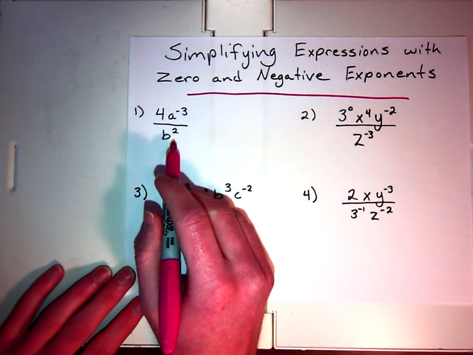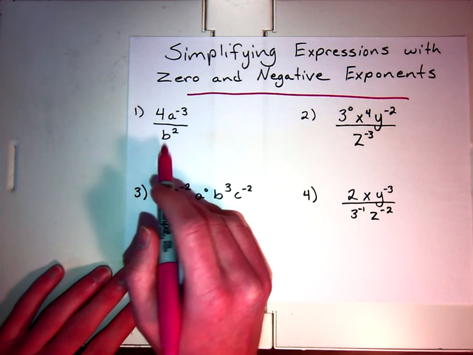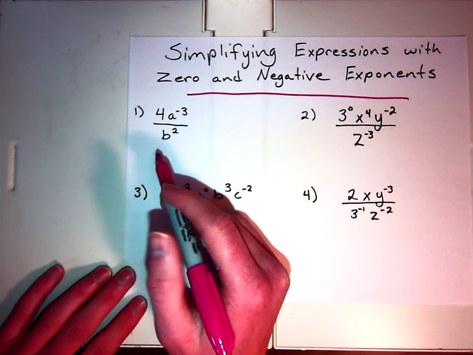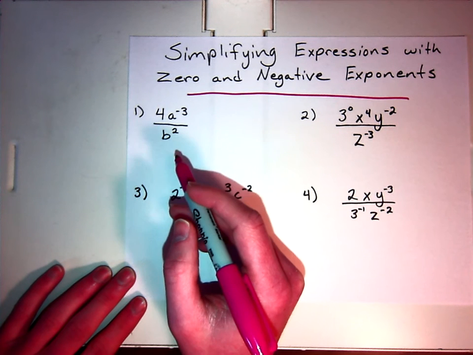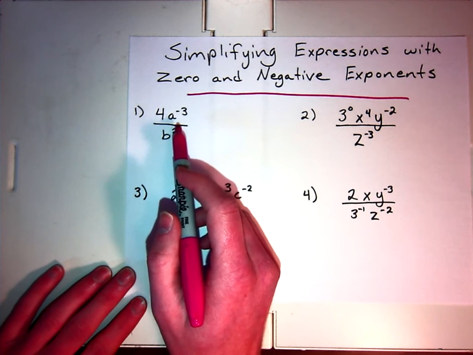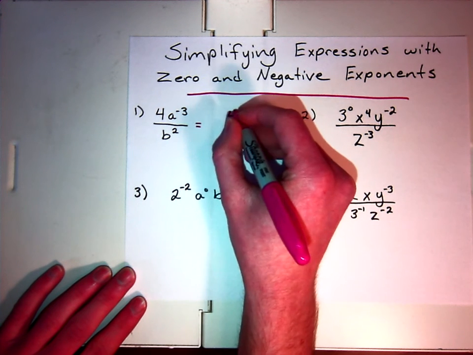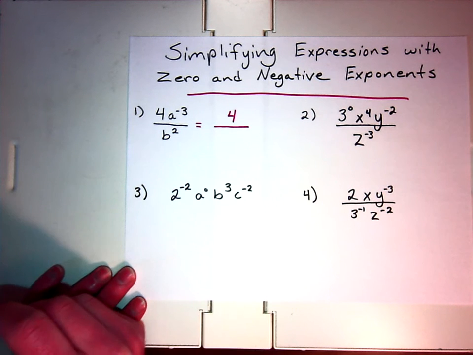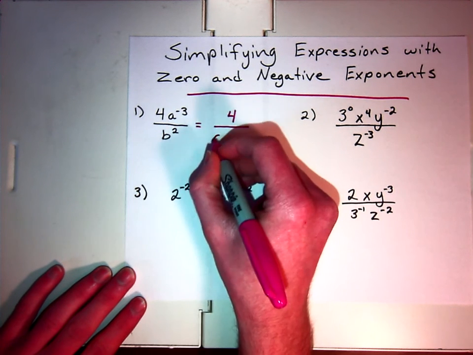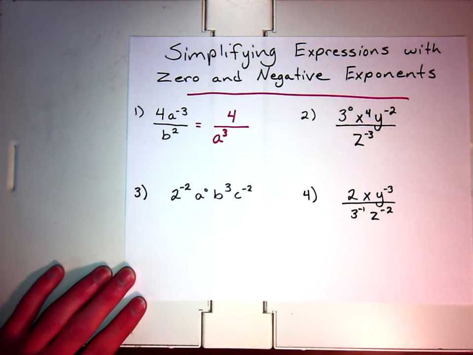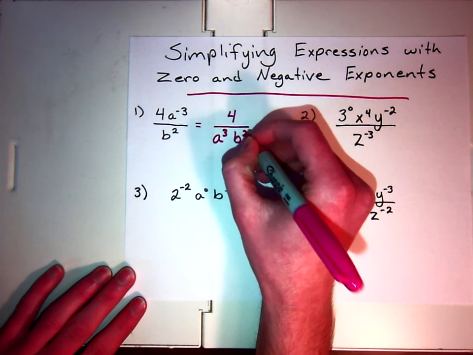For number 1, we have 4a to the negative 3rd power over b to the 2nd power. Okay, so really what we need to do is identify, are there any bases that have a negative exponent or 0 as an exponent? And we have one negative exponent here. So we say 4, that has a positive exponent. That would just be 4 to the 1st power if we were to write one. A had a negative exponent, so it's going to move from the numerator to the denominator, and I'm simply going to write the positive form of that number. And then b was positive, so that remains where it was.